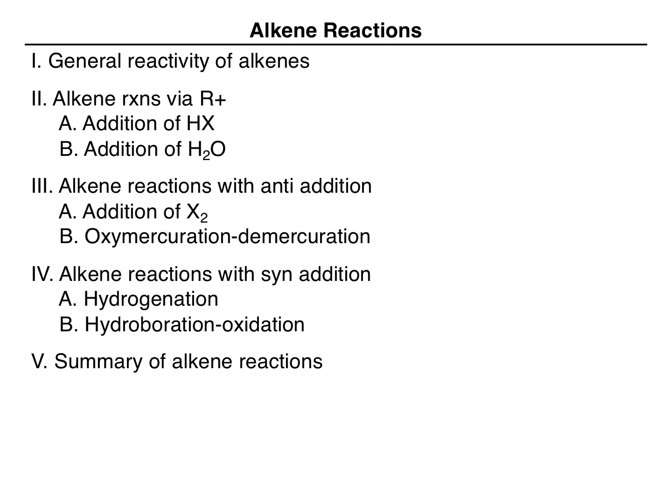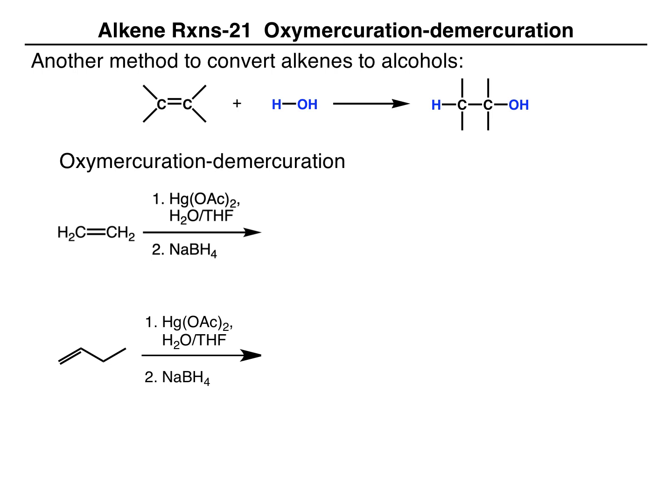In this video, we'll be looking at a second method to add water across an alkene, and this is called oxymercuration-demercuration. So an alkene can be converted to an alcohol using oxymercuration-demercuration. If we have an alkene, it can be treated in the first step with mercury(II) acetate. The OAc is the acetate ion, and then water and THF are just the solvents.